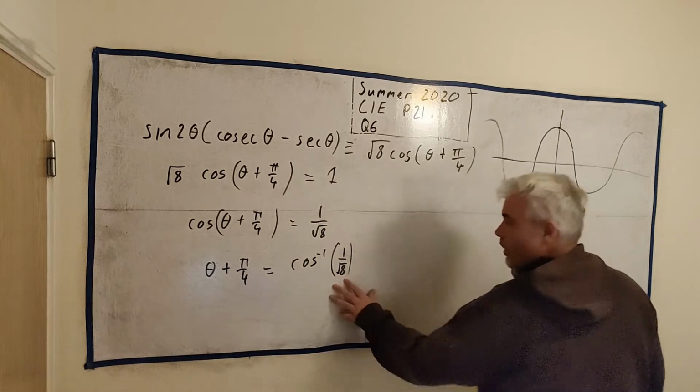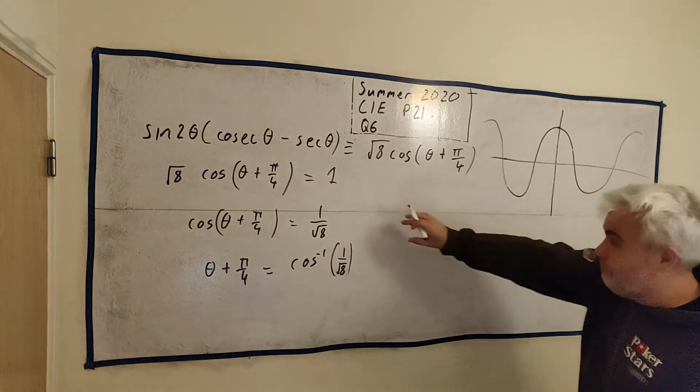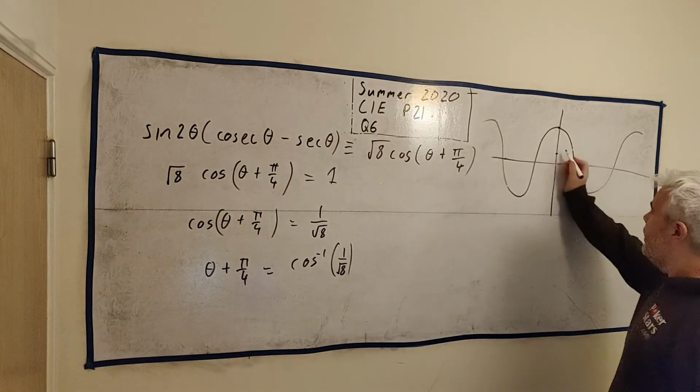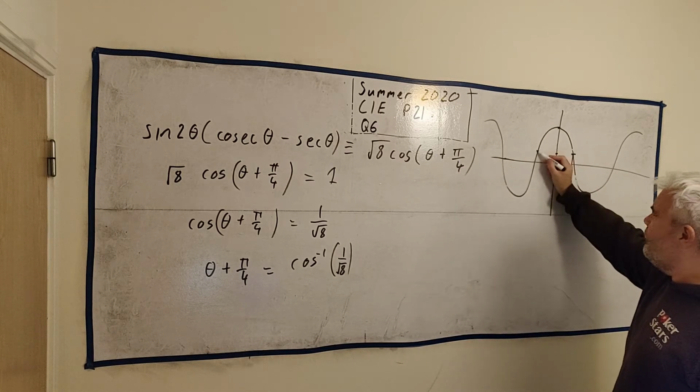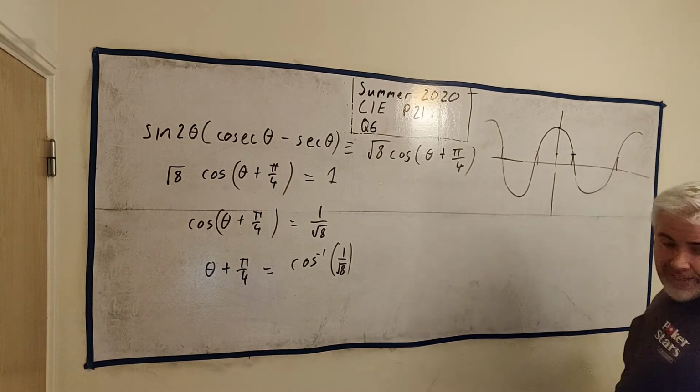1 divided by square root of 8 is bigger than 0, less than 1 anyway. Somewhere about here, let's say. So this would be an answer. The calculator will give us this one. But so is this answer. So is this answer. So is this answer.